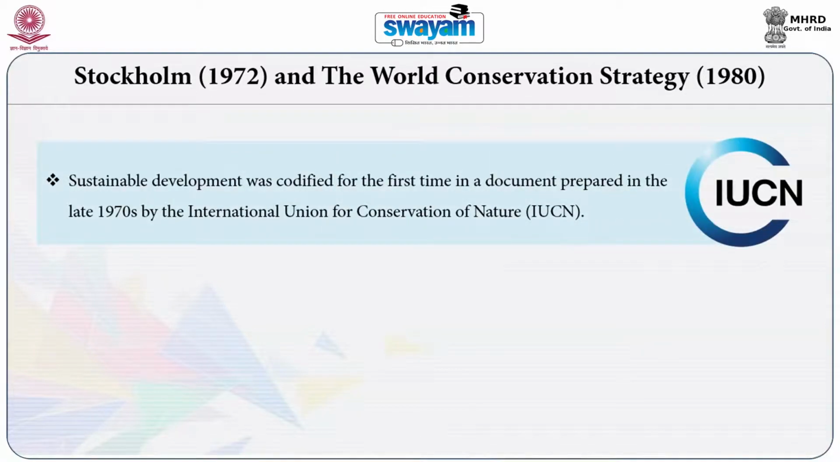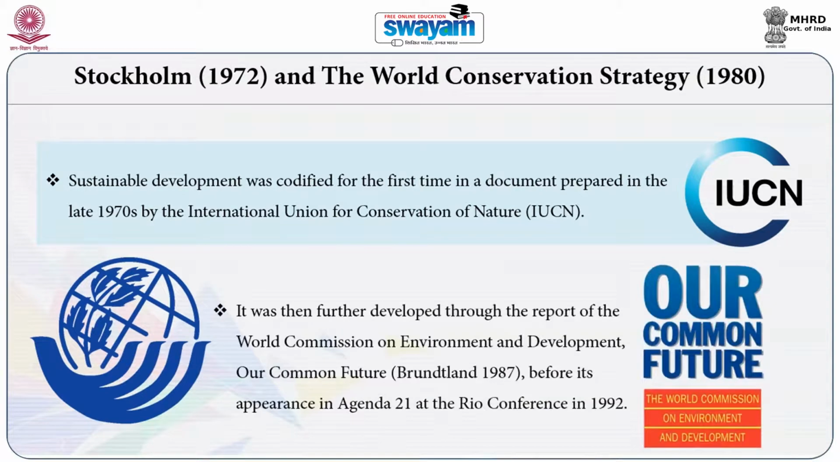Sustainable development for the first time is codified as sustainable development in the 1970s by the International Union for Conservation of Nature. I'll keep referring to this organization. I'll call it IUCN, right? That's the acronym. So it was first brought out at this point of time, and it was first developed in the World Commission on Environment and Development, the Brundtland Report, 1987, in a document called Our Common Future. This document is freely available to be downloaded online. Please, I encourage all of you to do so and read it.